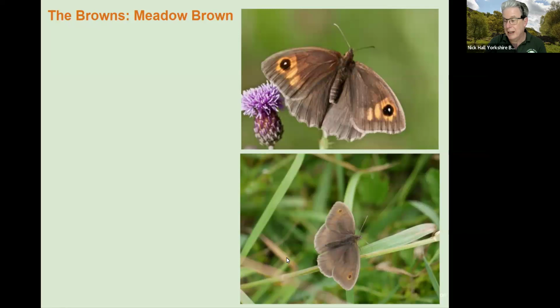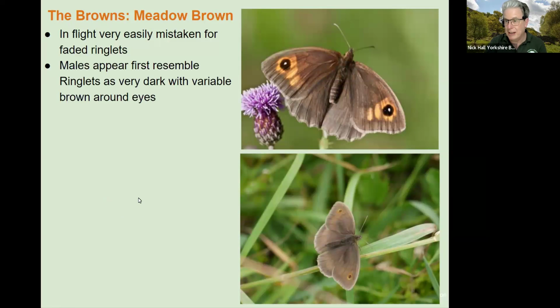They look exactly like ringlets, apart from that little bit of brown. But there is this eye spot, which is the giveaway, which you don't see very clearly on the top side of a ringlet. Also, the males occur earlier than the females, so they're easily mistaken for a faded ringlet, as you can see.